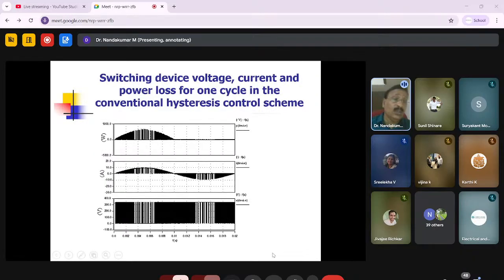To calculate the switching loss, as you know, we have to plot the instantaneous value of the voltage across the switch as well as the current through the switch.